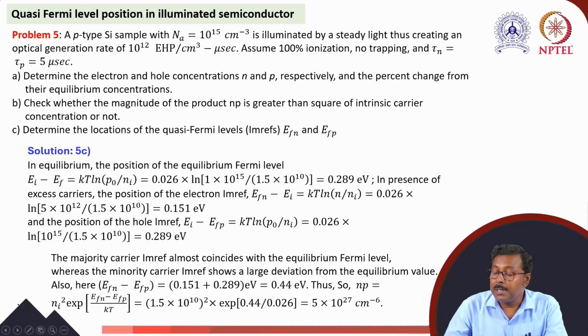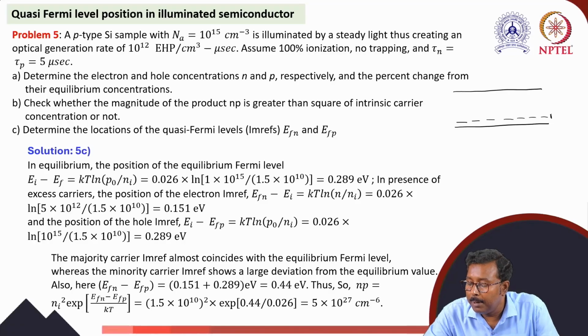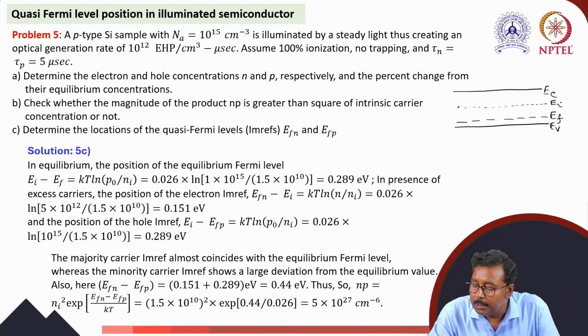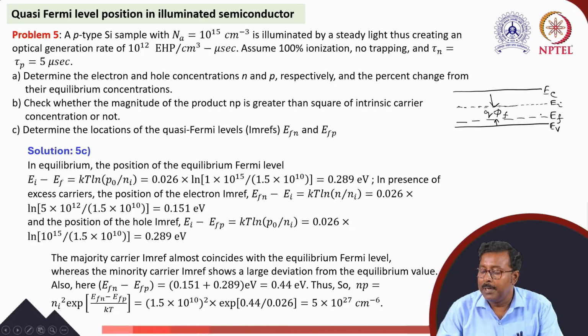So let us first look at the equilibrium. Here I show you that is an equilibrium. So this Fermi level is the equilibrium Fermi level. This is closer to the valence band because it is a p-type semiconductor, and if it is EI, that is the intrinsic Fermi level, it is at the middle. So this amount is nothing but q times phi f. The single Fermi level here.